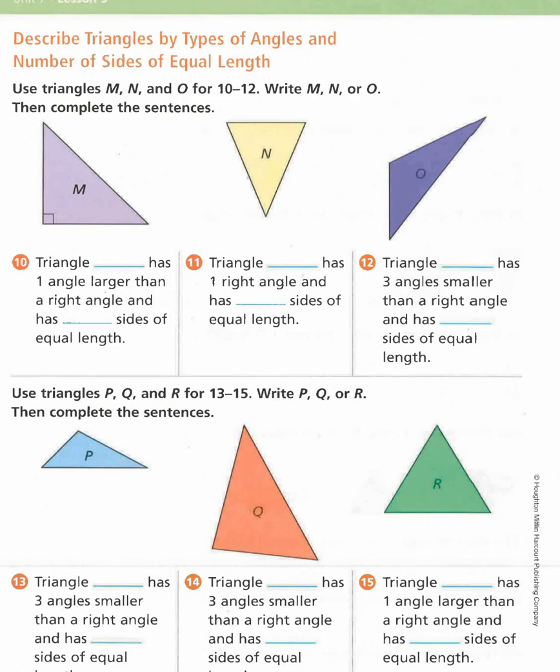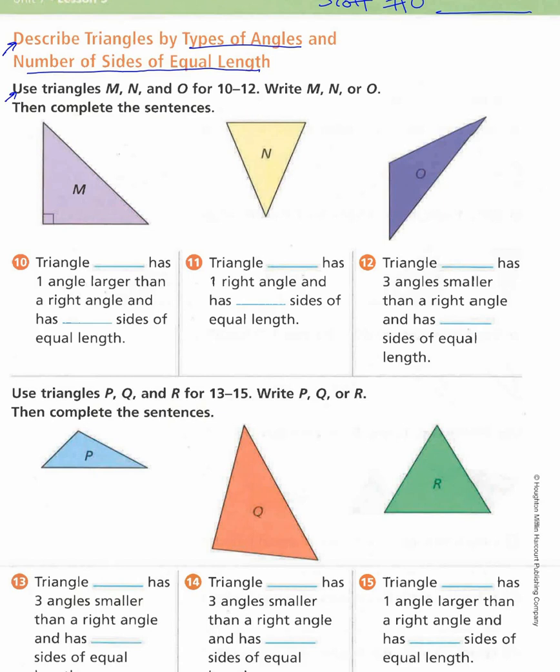So here we go. Let's put our name and our number and the date up there that you're working on this page. And then when you're ready, let's go on. It says to describe triangles by types of angles and the number of sides of equal length. So we're going to put those two together that we just did. We're going to use these triangles, M, N, and O, to answer questions 10, 11, and 12.